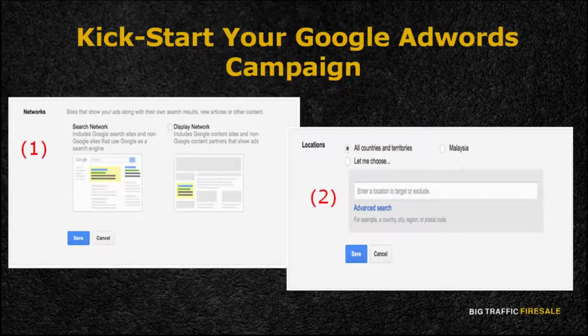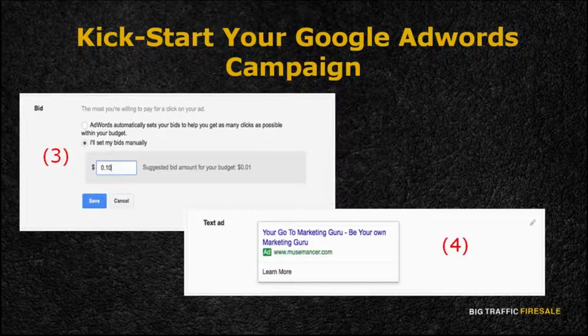For the first step, I recommend that you choose the search network only as your campaign type for starters. Secondly, decide how large or small a geographic area you want to target. Thirdly, change the default bid strategy to "I'll manually set my bids for clicks" so you can easily work within your budget. Next, when you write your first ad, ensure your keywords are also inserted in the headline.